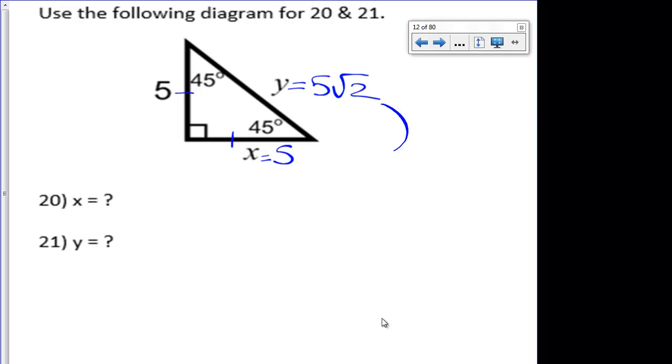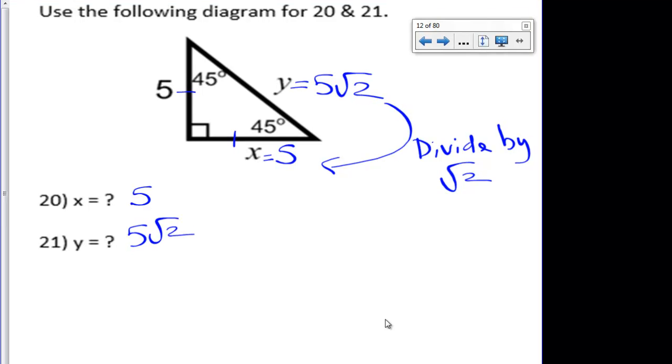Notice that if I wanted to go from the hypotenuse to the leg, I would divide by square root 2. So keep that in mind for the next problem. All right, that's 5, and then this is 5 square root 2, and I am done.